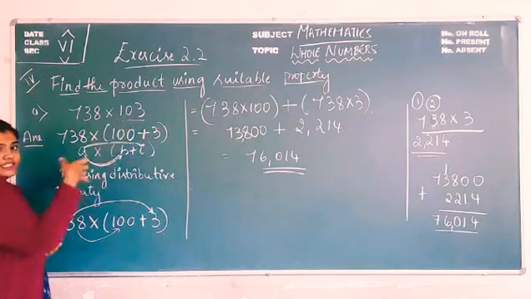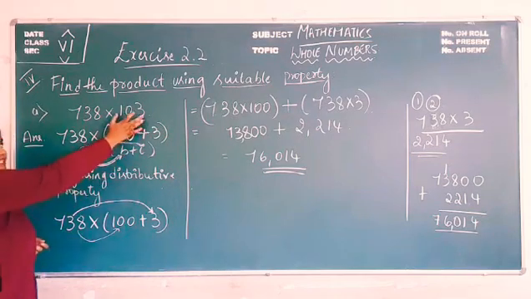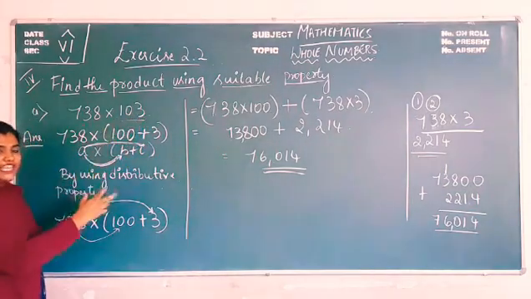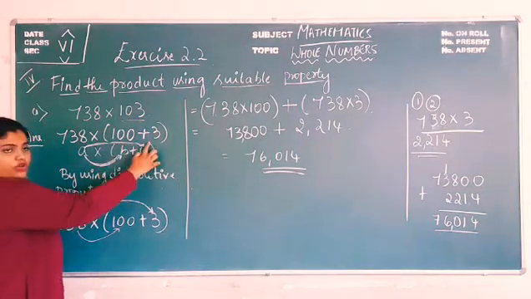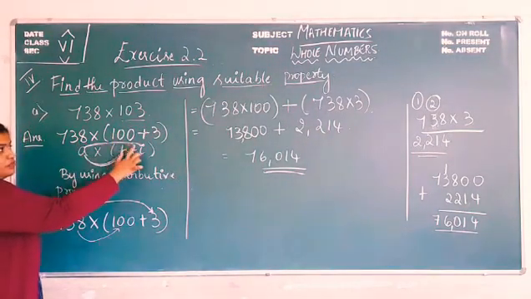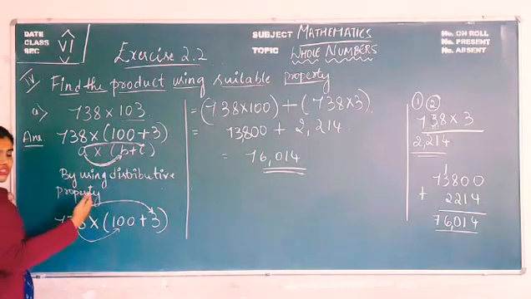Now by learning distributive property, I told you that we can split this number. So we can split a number into 2. So here 103 can be written as 100 plus 3. So I wrote 100 plus 3 in place of 103. Now this is of the form A into B plus C. So here we have used distributive property.